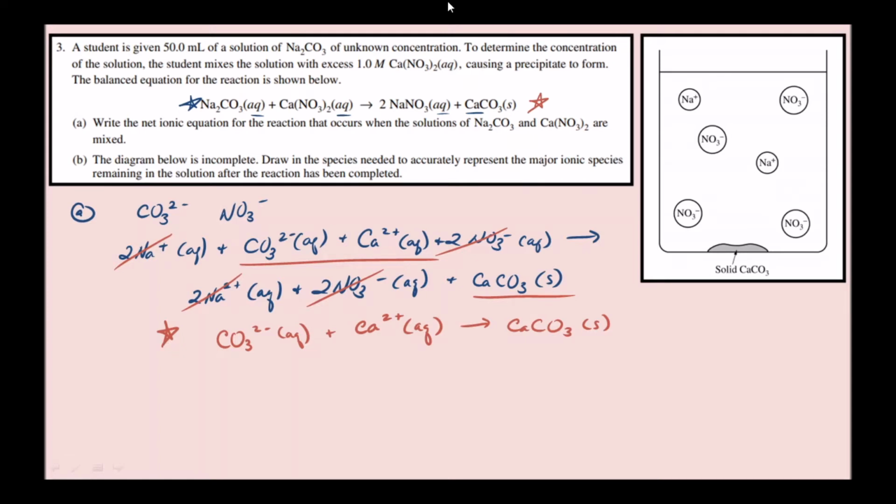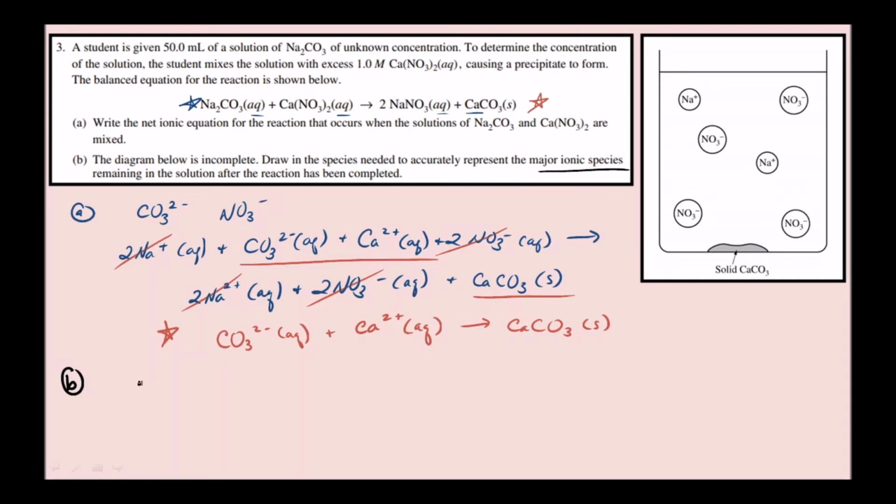Part B. The diagram below is incomplete. Draw in the species needed to accurately represent the major ionic species remaining in the solution after the reaction has been completed. So in the diagram we see sodium and nitrate ions and the solid calcium carbonate precipitate. And they tell us that we're missing an ion.